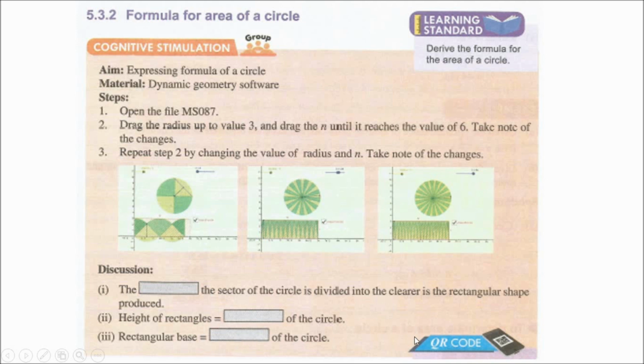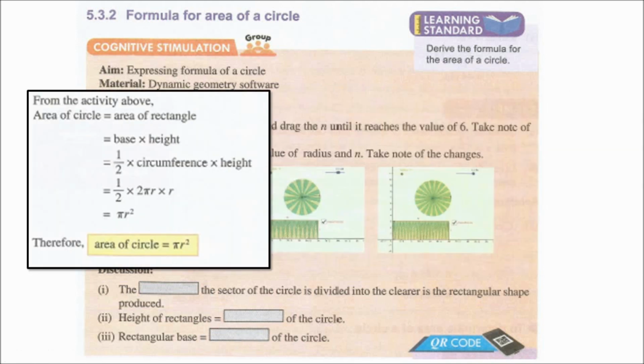The rectangle base is equal to the circumference of the circle. From the activity, we know that the area of a rectangle is base times height, or 1 over 2 circumference. Why 1 over 2? Because this side is half of the circumference. So 1 over 2 times circumference times height, where 1 over 2 times circumference is equal to the base.